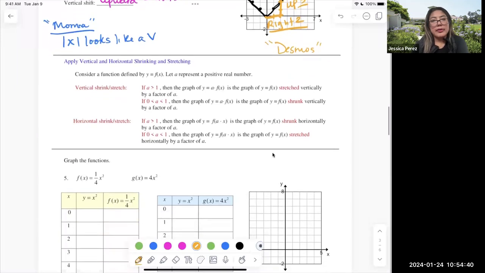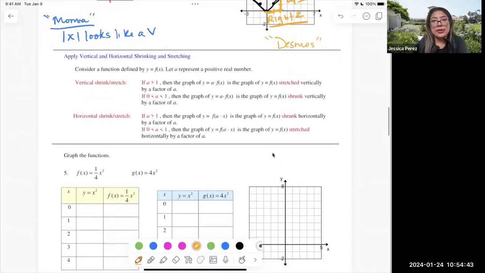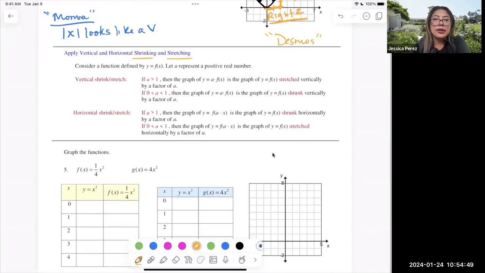Now, what happens if we apply vertical and horizontal shifting and stretching? What does it mean to be shrinking and stretching? That actually depends on the leading coefficient in front of the function. So notice we have f of x, and this a is on the outside, and this is on the inside. You're going to have a vertical shrink or stretch when the a is on the outside. And you're going to have a horizontal shrink or stretch when the a is on the inside. So what is the difference? We're going to be able to see that.